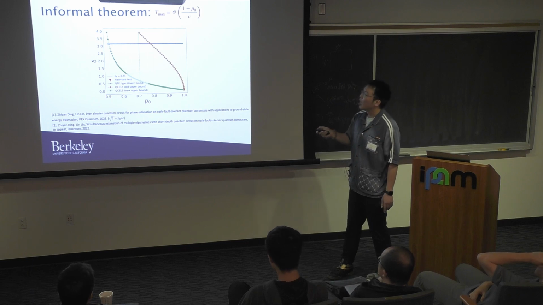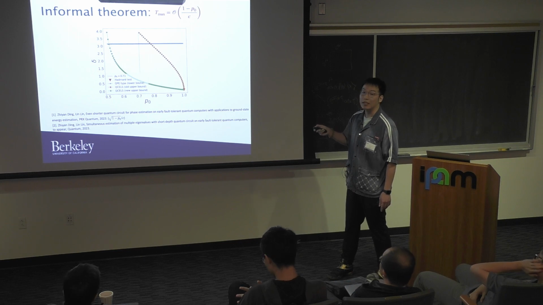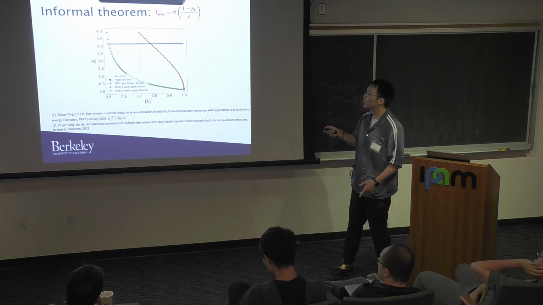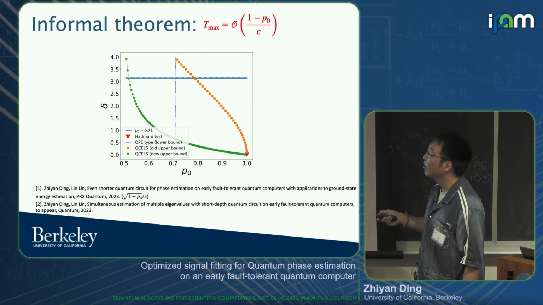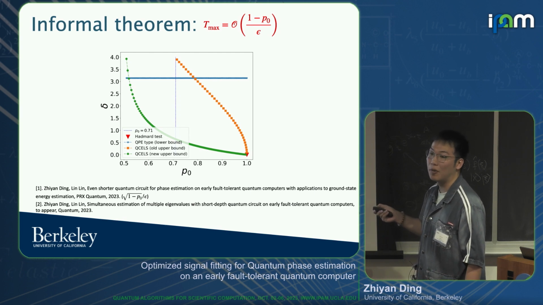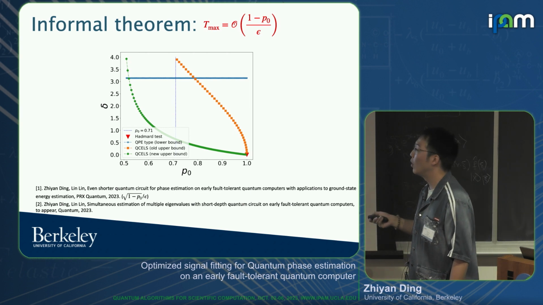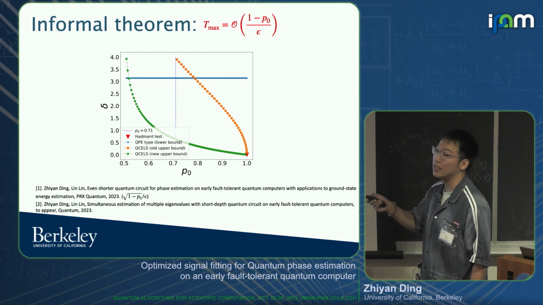In our first paper, we try to produce this orange line, which interpolates between this blue line and this red point. Here I want to mention that we can only achieve square root of 1 minus p0 over epsilon in our first paper, which is the orange line. But maybe a month later, we found our analysis is not optimal. We can further improve it to 1 minus p0 over epsilon, and we write it in our second paper, which is the green line here.